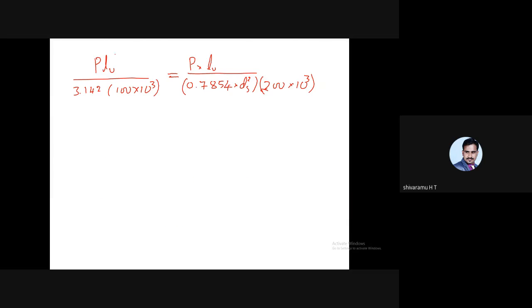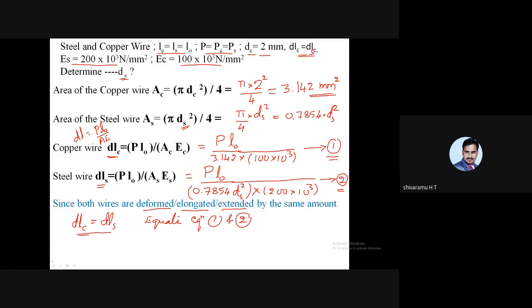So now here PL naught and PL naught will get cancelled. So we need to calculate the unknown parameter DS. After simplification, you will get the diameter of the steel wire is equal to 1.41 millimeter. Anyway, we can easily state that the diameter of the steel wire will be less than the copper wire, because the strength of the material is stated.